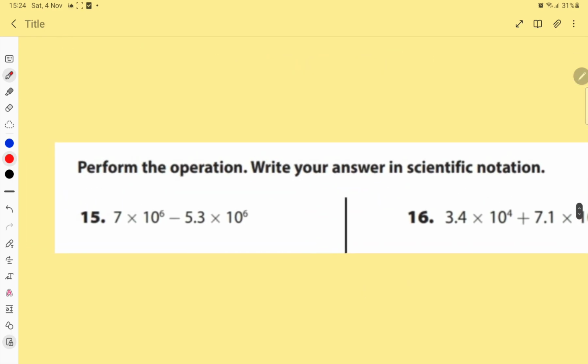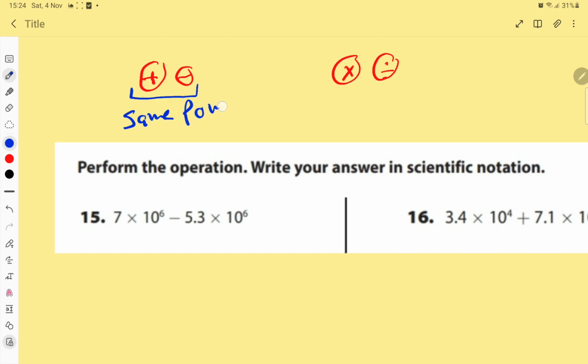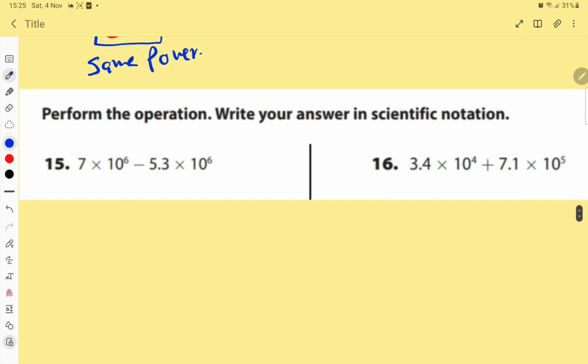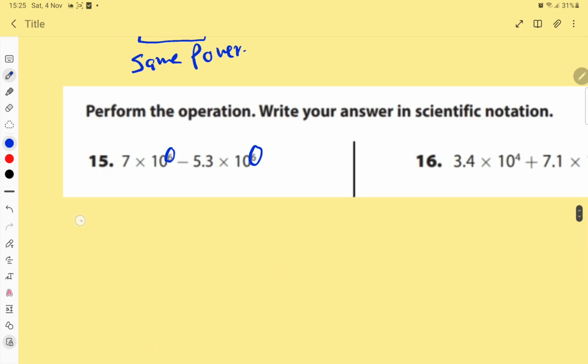Operations. We have 4 operations: addition and subtraction, multiplication and division. In addition and subtraction, they should have the same power. In multiplication and division, it doesn't matter. But here is subtraction and addition, so they must have the same power: 10 power 6 and 10 power 6. Very good, so I can start.